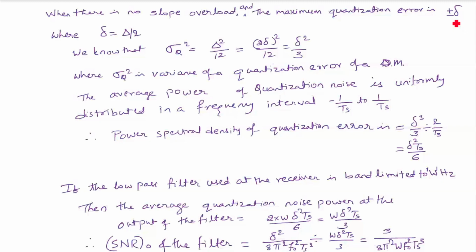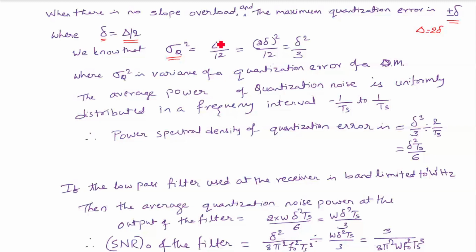Now, with no slope overload distortion, the maximum quantization error is plus or minus delta, right? What will be the step size? Step size will be delta. We have seen already that capital delta equals 2 times small delta, so small delta is nothing but capital delta by 2, right? And we also know that the variance of the quantization noise, sigma q square, is nothing but capital delta square by 12, with respect to a uniform quantizer.